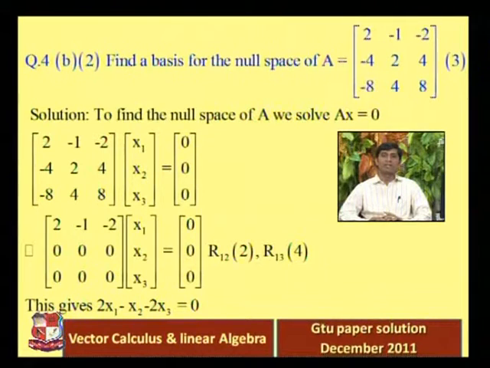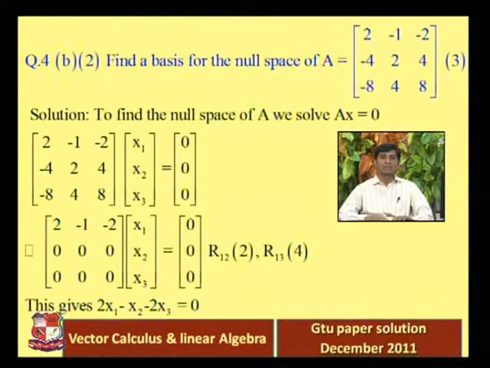So that's why we multiply the first row with 2 and add into the second row, and we multiply the first row with minus 4 and add into the third row. You can see the second and third rows are exactly multiples of the first row: the second row is the first row multiplied by minus 2, and the third row is the first row multiplied by minus 4.